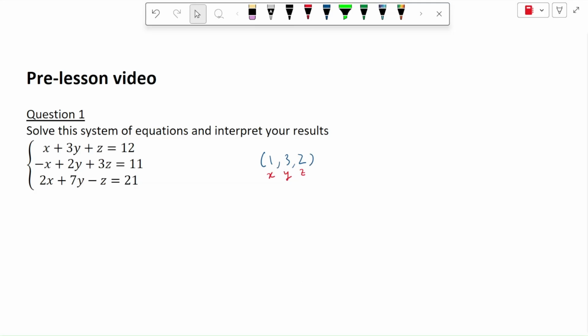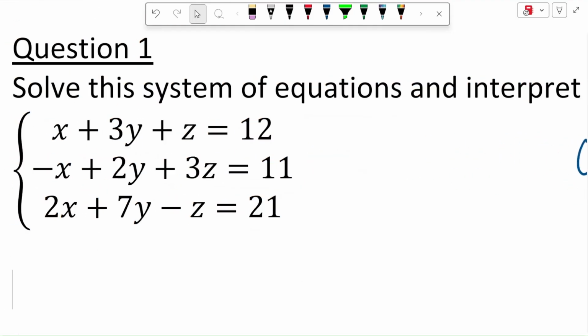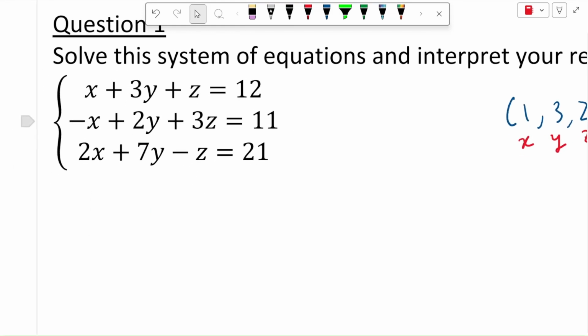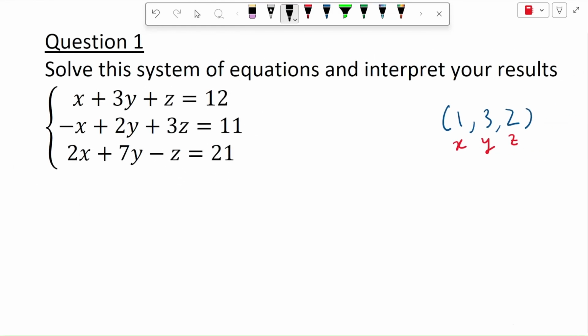But you do need to know how to do this by hand. Exam questions quite commonly will swap out one of these for like a letter or something, and then you just can't do that in your calculator anymore. So we do need to know this process. We're going to use something called row operations, and you need to start by writing it in an augmented matrix.